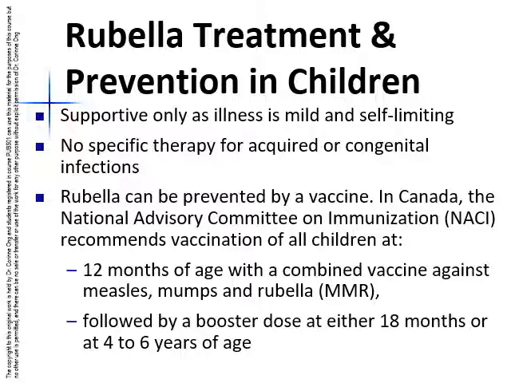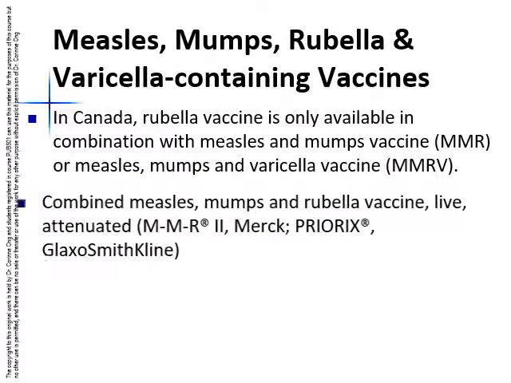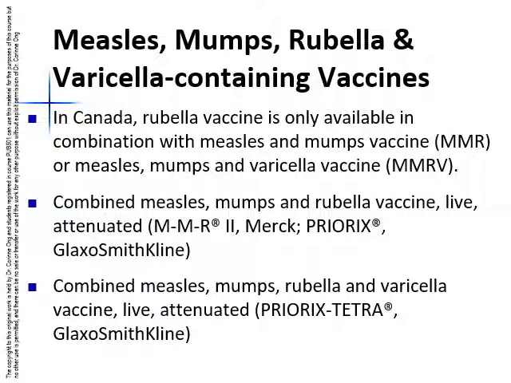In Canada, the National Advisory Committee on Immunization recommends that children receive 1 dose of measles, mumps, and rubella vaccine at 12 months of age, followed by a second booster dose at either 18 months or at 4 years to 6 years of age. In Canada, the rubella vaccine is only available in combination with the measles and mumps vaccine, as MMR, or the measles, mumps, and varicella vaccine, which is MMRV. These are the 2 different types of combination vaccines available in Canada. Note that the second type of vaccine also includes chickenpox. Both vaccines are live vaccines.